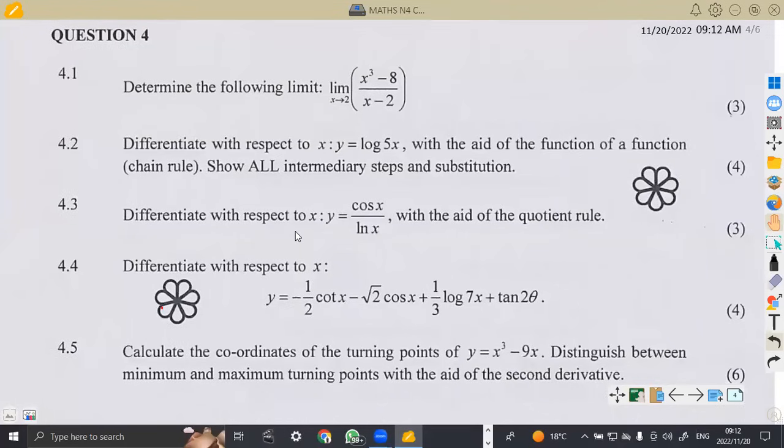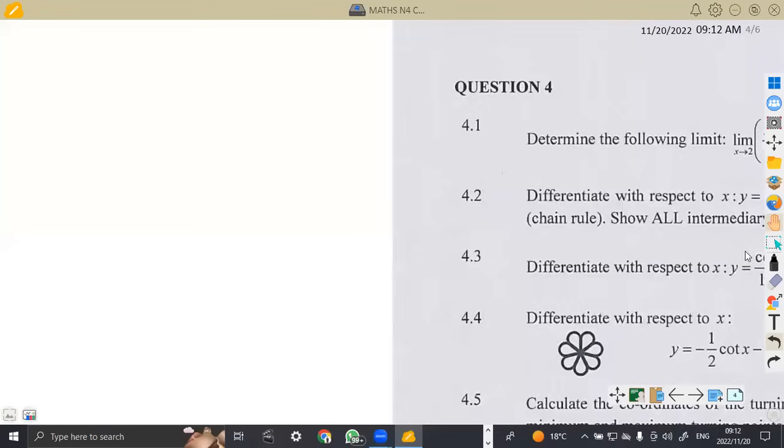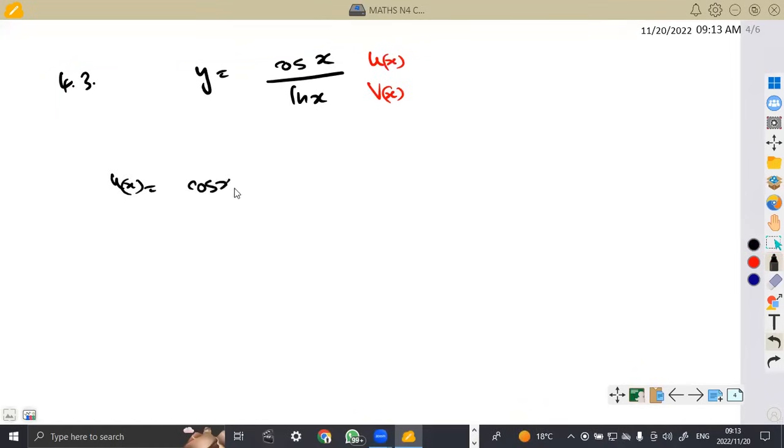Okay, in 4.3, that was actually a quotient. Apply the quotient rule to find the derivative. So y is equal to cos x over ln x. Remember that if you are using the quotient rule, the numerator is your u(x) and the denominator is your v(x). So we have u(x) as cos x and v(x) as ln x.